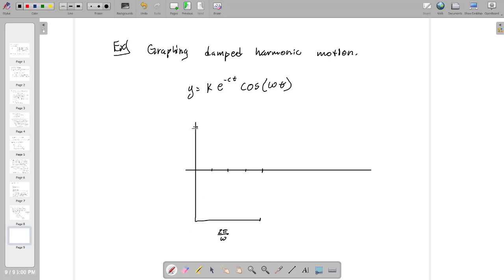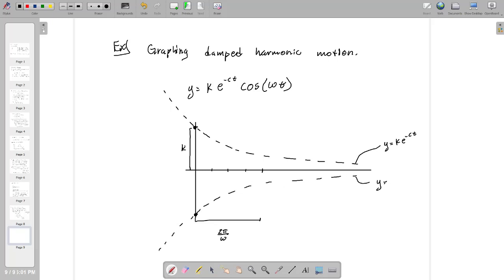Cosine starts at a maximum. This value is k. Now, usually how we do this is we graph e to the negative ct. I kind of have to hand wave the c a little bit, but I can say that this dotted line is y is equal to k e to the negative ct. Now we're using these as guidelines for our max and min values. I'm going to graph the exact same curve, but negative instead. This one would be y is equal to negative k e to the negative ct.